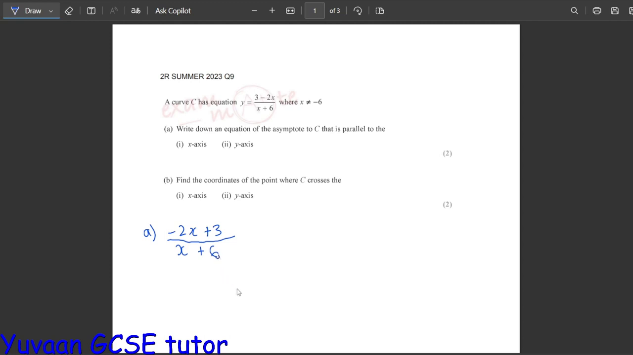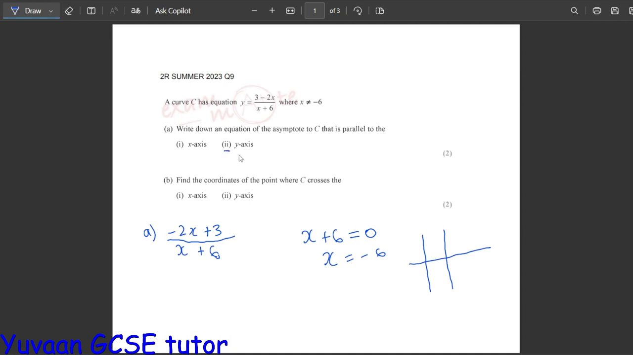So the first thing we have to do, we can find either one first, but to find the asymptotes, there are two asymptotes, right? So the first thing we can do is equate this denominator to 0. So x plus 6 equals 0, and then you get x equals minus 6. So that's the equation of one of the asymptotes, and now I'll tell you whether it's parallel to the x-axis or the y-axis. If we draw the line x equals minus 6, it's going to look something like this. So it's parallel to the y-axis.